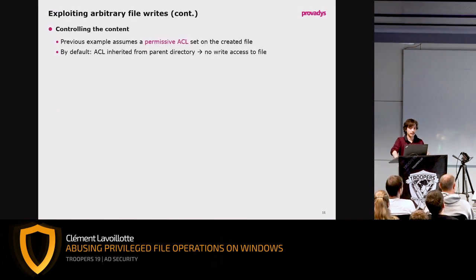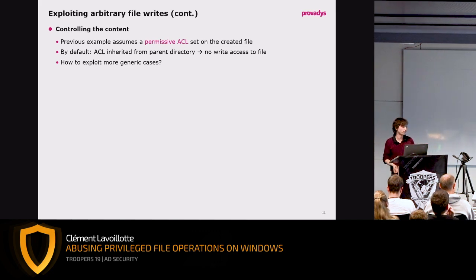But in this example, of course, we have a really easy exploitation method because we have a permissive ACL that is set on the created file. So it's quite easy to see how we can get write access to the file. But for the general case, for instance, if we drop a file in system32, it will inherit the permission from the parent folder. So we won't be able to modify the file and put our payloads in it.